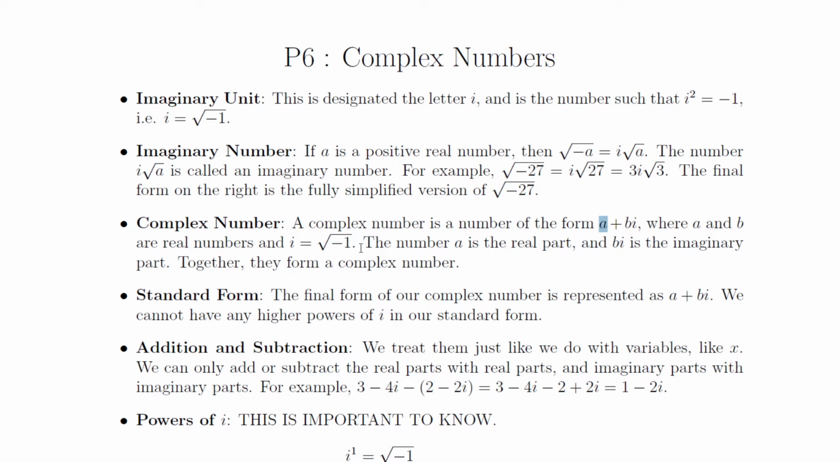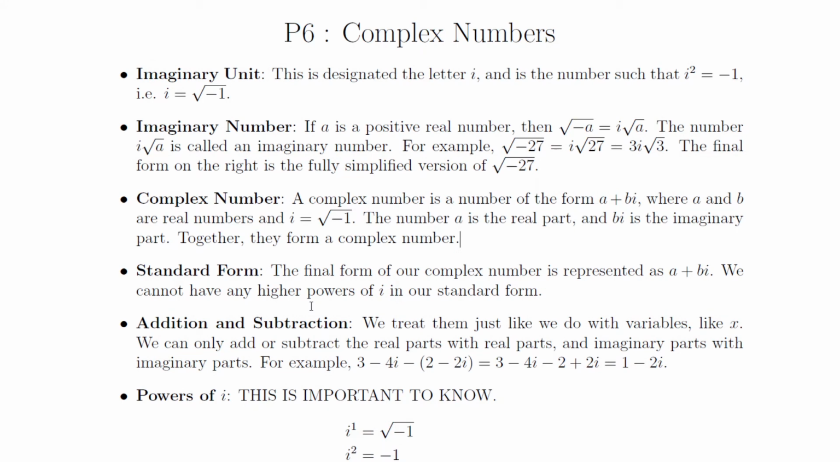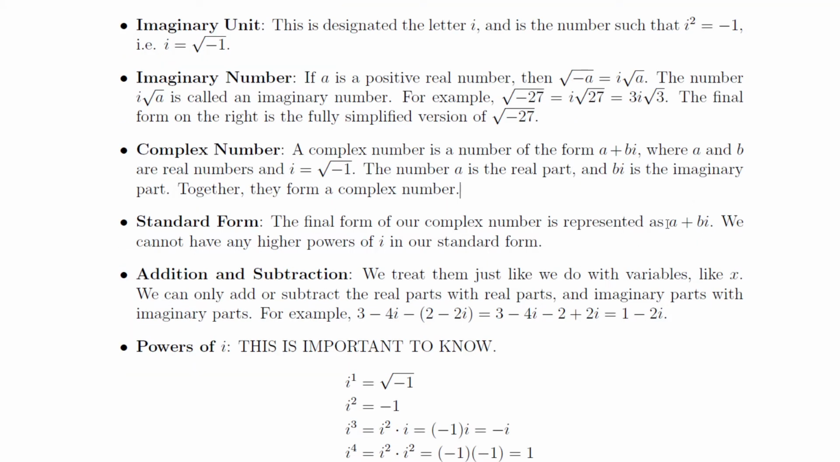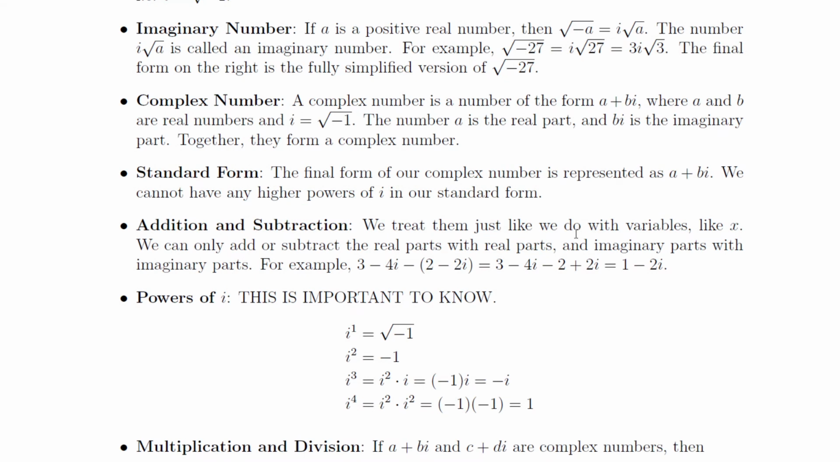So really what we have is a plus bi, and there it is. When you add them together or subtract them or have some kind of combination of them, they form a complex number. Standard form is just going to be a plus bi. Pretty much that's how every complex number is written.